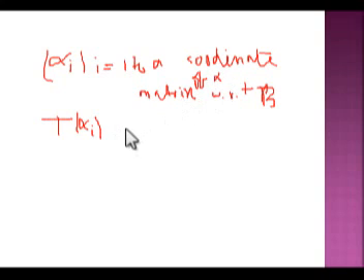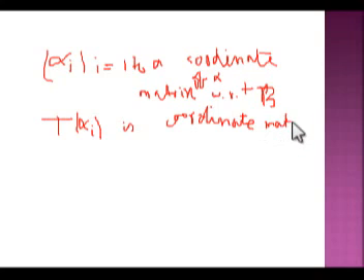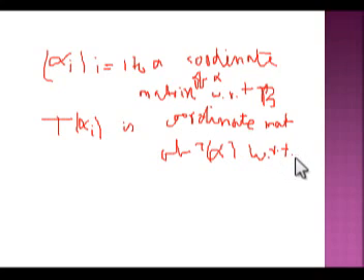T alpha is the coordinate matrix, the matrix of T alpha i, with respect to the ordered basis B'. These are the important properties you have to remember.